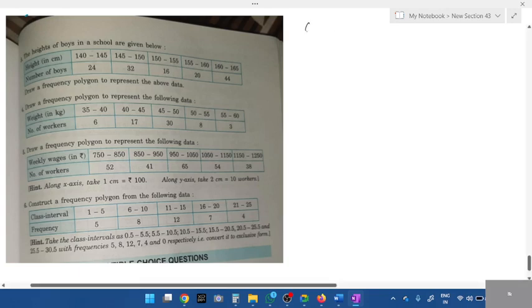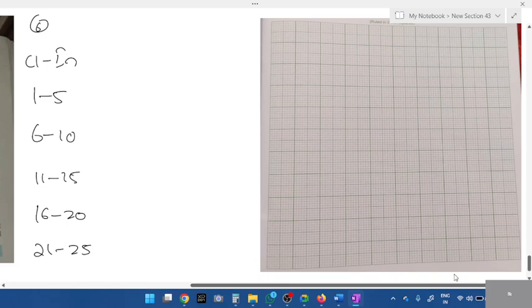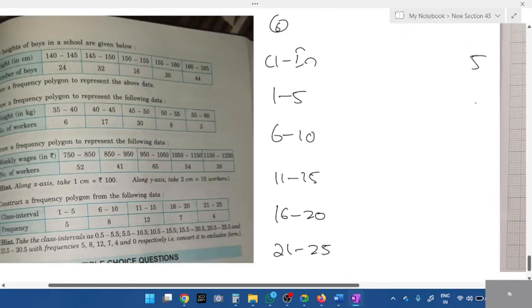Look at sixth main. Continuous or discontinuous? 1 to 5, 6 to 10. Next, 11 to 15, 16 to 20, and 21 to 25. Whenever it is discontinuous, we need two extra columns here, students. I'll tell you how to make it continuous. And the values are 5, 8, 12, 7, and 4. Shall we start solving the discontinuous method?